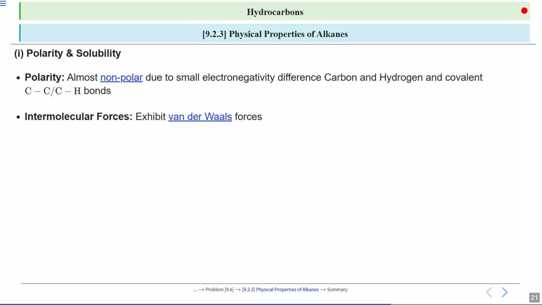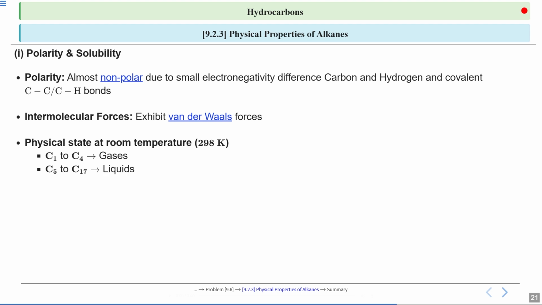The only intermolecular forces present in alkanes are van der Waals forces. These are weak forces that occur between molecules, which is why alkanes have relatively low boiling and melting points compared to polar compounds. Now let us look at the physical state of alkanes at room temperature, which is 298 Kelvin. This helps us understand how their molecular size affects their state. From C1 to C4, such as methane and butane, they are gases at room temperature. This is due to their small size and weak van der Waals forces.